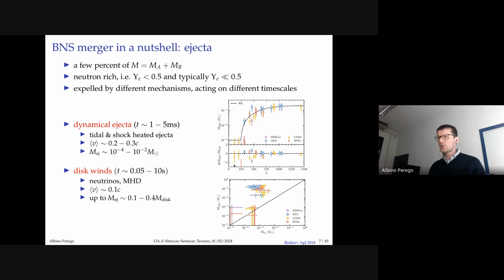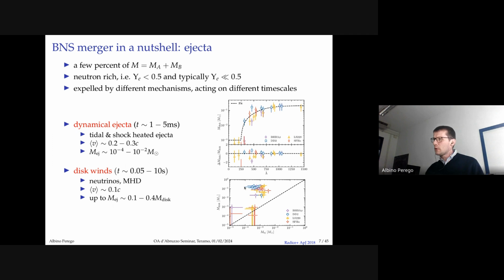Longer simulations have shown that on timescales much longer, which are comparable to the cooling timescale of the system and the viscous timescale of the system, neutrinos and viscosity of magnetic origin can actually unbind a significant fraction of matter, which is roughly 10 to 40% of the mass of the disk, at a speed which is lower than the previous one, but still significant, 10% of the speed of light.